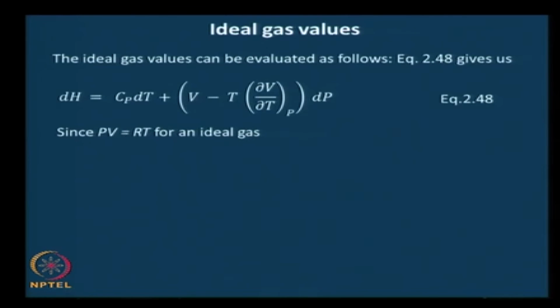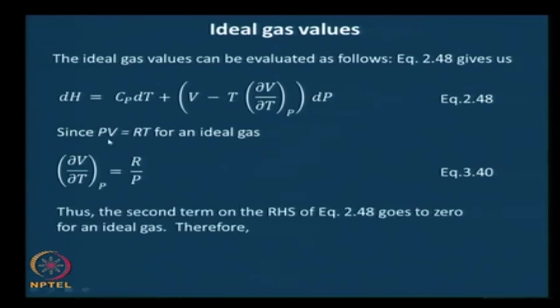Now since we are looking at an ideal gas, we can use the relationship PV equals RT. Therefore ∂V/∂T at constant P, from here, becomes R by P. You can see how to go about doing it. At constant pressure you can take pressure out as constant, and ∂V/∂T at constant pressure would turn out to be R by P directly from this equation. Let us call that equation 340.